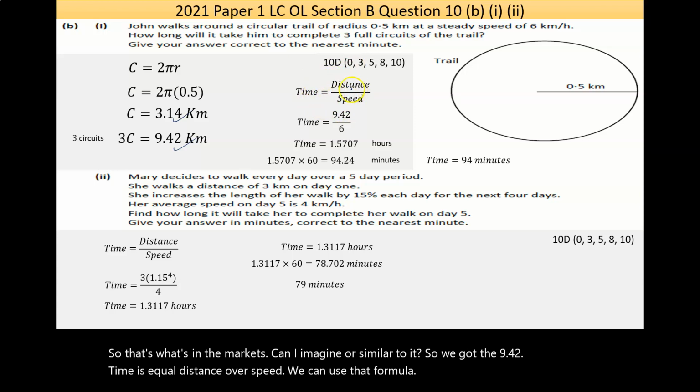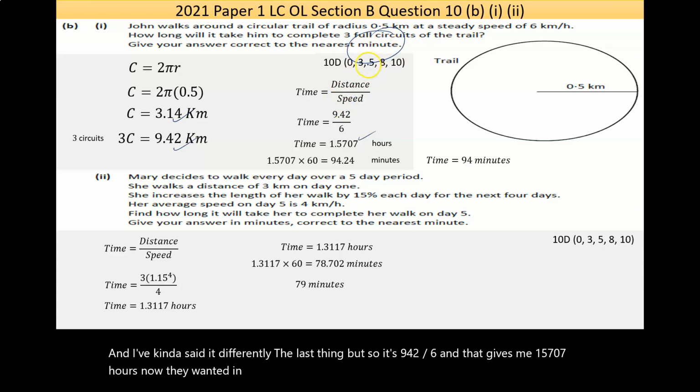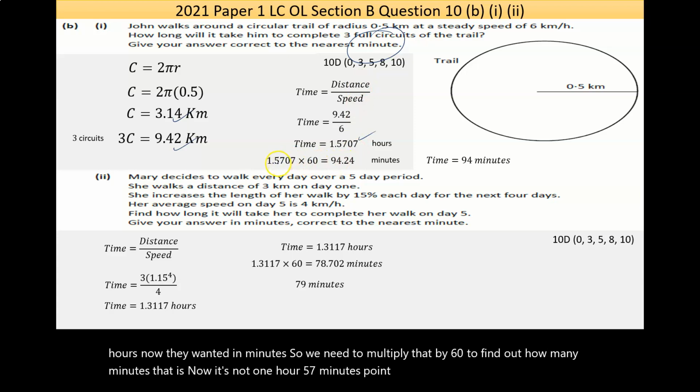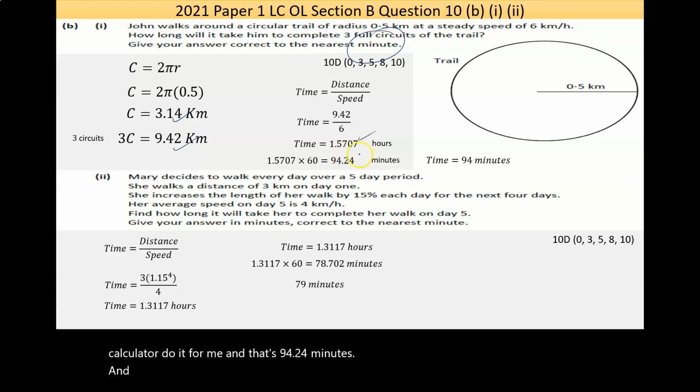So it's 9.42 divided by 6, and that gives me 1.5707 hours. Now, they wanted it in minutes. So we need to multiply that by 60 to find out how many minutes that is. 0.57 of an hour is 0.57 of 60, but I'll let the calculator do it for me, and that's 94.24 minutes. And that's going to be closer to 94 than it is to 95. So my time is 94 minutes.